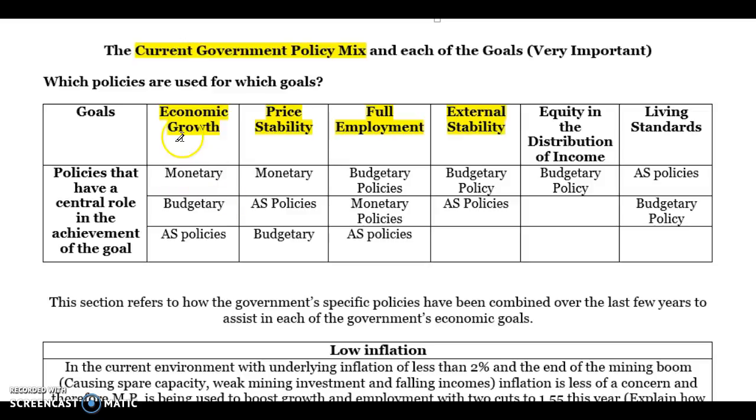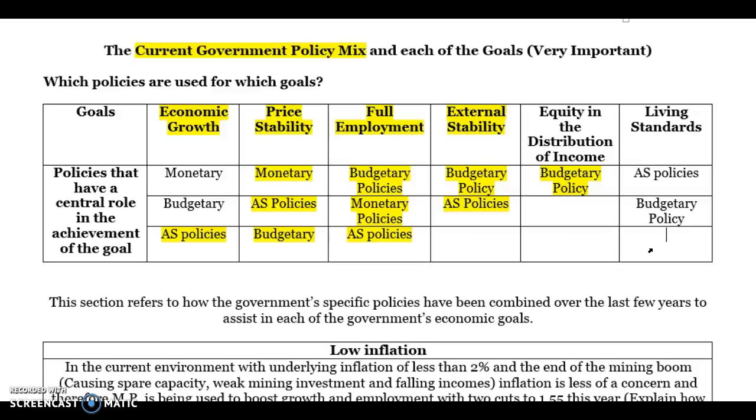So you can see for the first three, price stability, economic growth, and full employment, all three of the different policies will be used, so both the demand management policies, monetary and budgetary, as well as supply side policy. And then for external stability, we're mainly going to be using budgetary and aggregate supply side policy, and we'll talk about why monetary policy is not useful. For equity, it's just budgetary policy. And then when you're targeting living standards, monetary policy can be quite ineffective because of the nature of monetary policy and the fact that it can't target specific sectors of the economy.